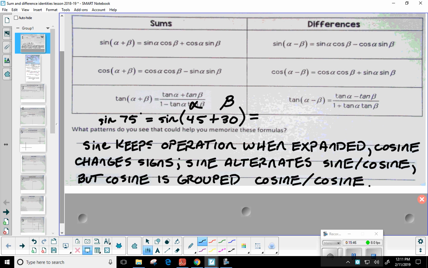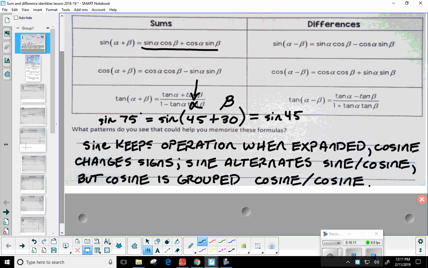And really, does it matter if I did 30 plus 45? Would that still give me 75? Yeah. But however you write it, that first one is always going to be considered alpha. Because I have the sine function, I want to make sure to alternate when I multiply. So sine alpha, cosine beta. So I'm going to say sine of what?